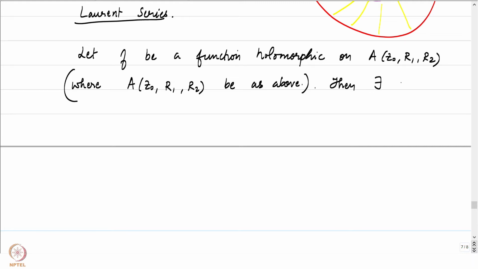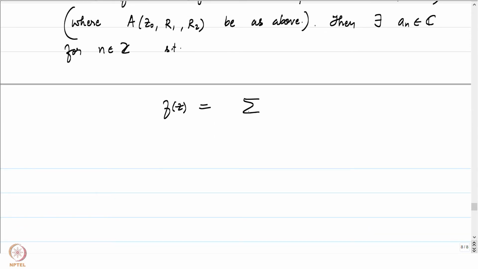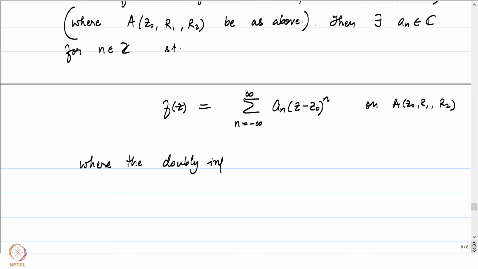Then there exists an a_n in C for n in integers such that f(z) is equal to the summation from n equals minus infinity to infinity, the doubly infinite series given by a_n times (z minus z0) to the power n, on the annulus A(z0, R1, R2), where the convergence is actually absolute convergence, where the doubly infinite series converges absolutely.